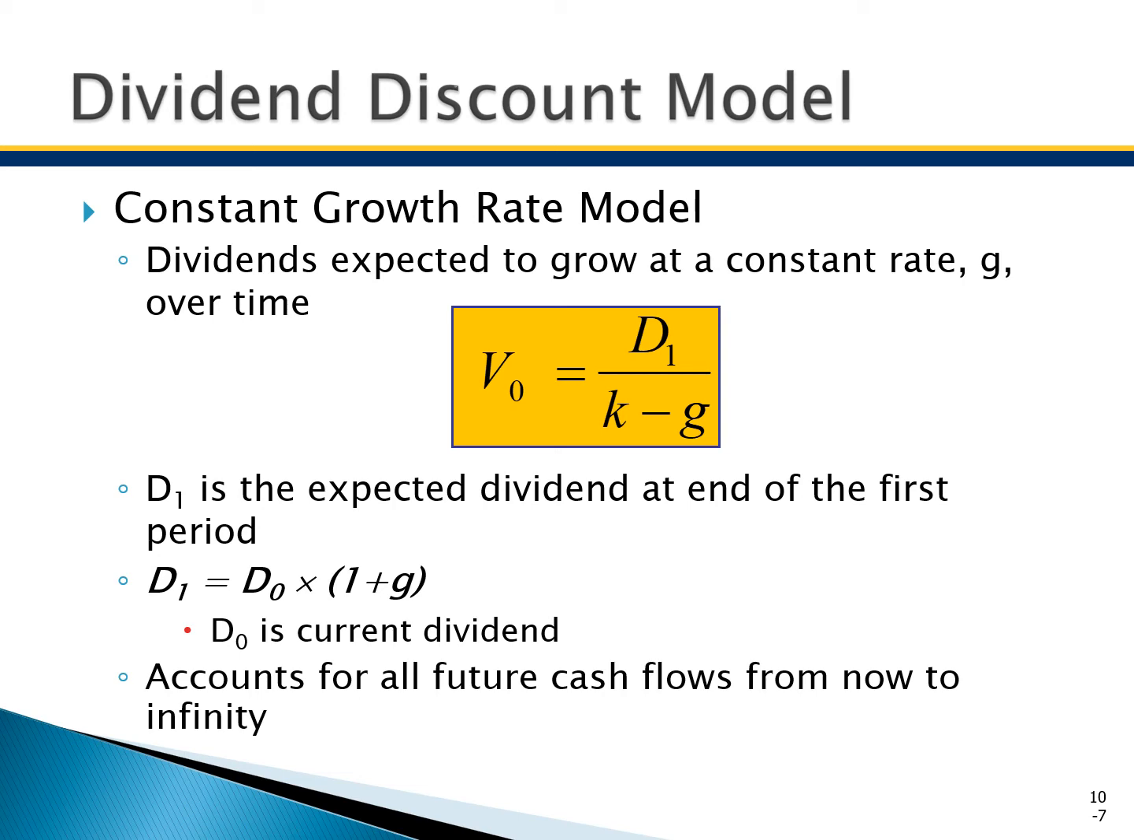So this formula will help you to determine the value of common stock based upon the assumption that if a constant growth would be there in the dividend, how much amount they will be able to get from a common stock if they invest in that common stock.